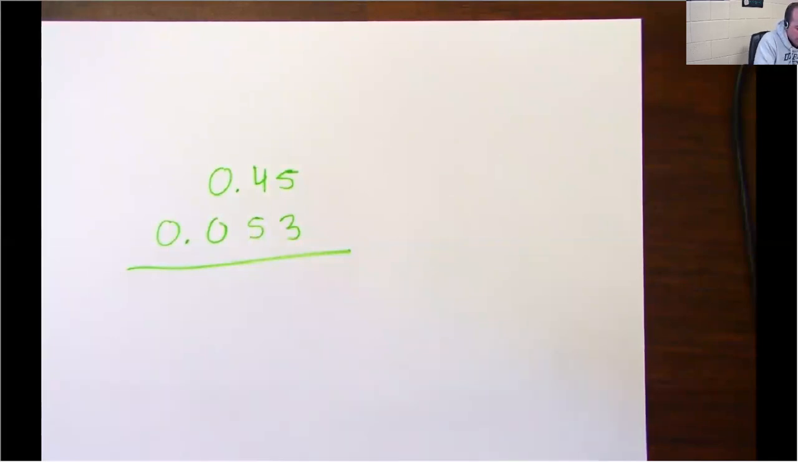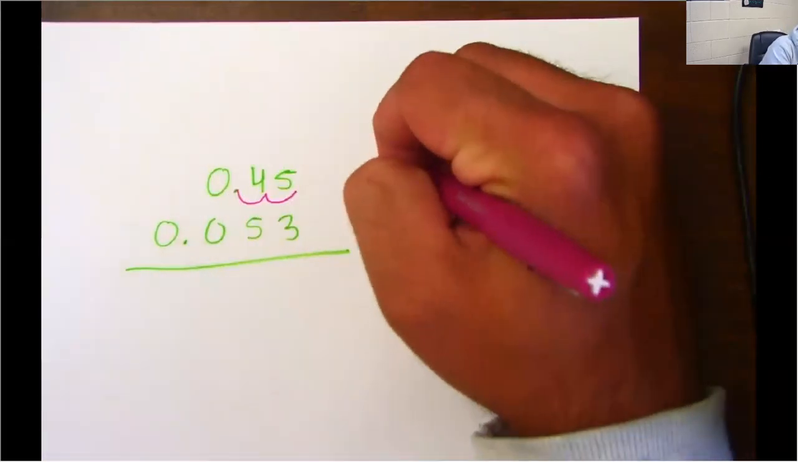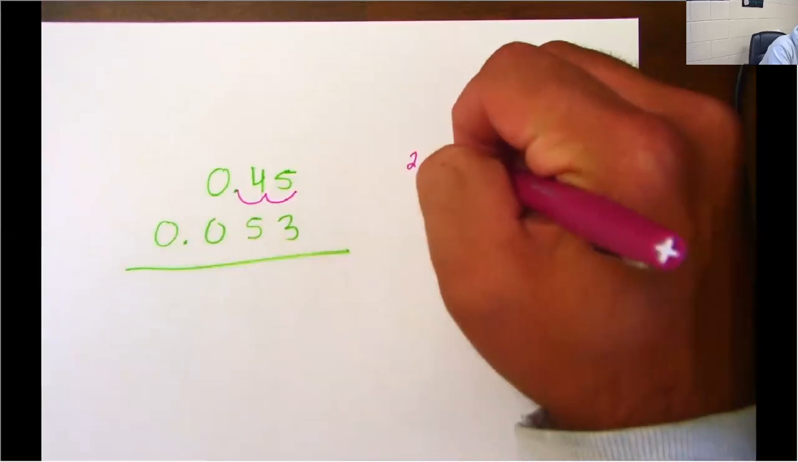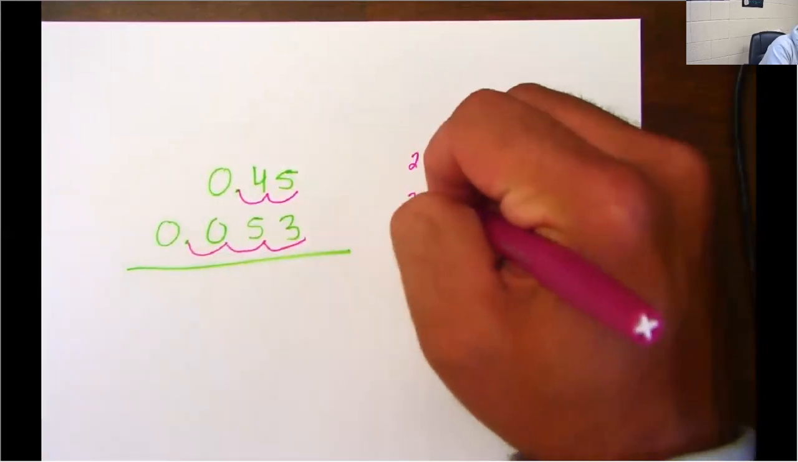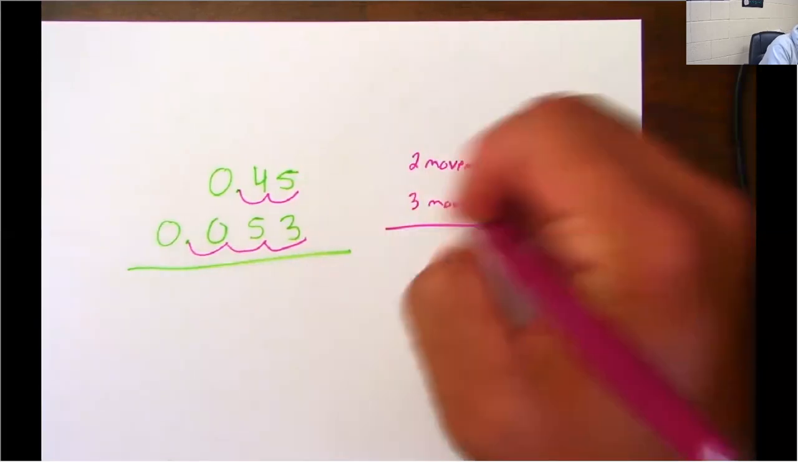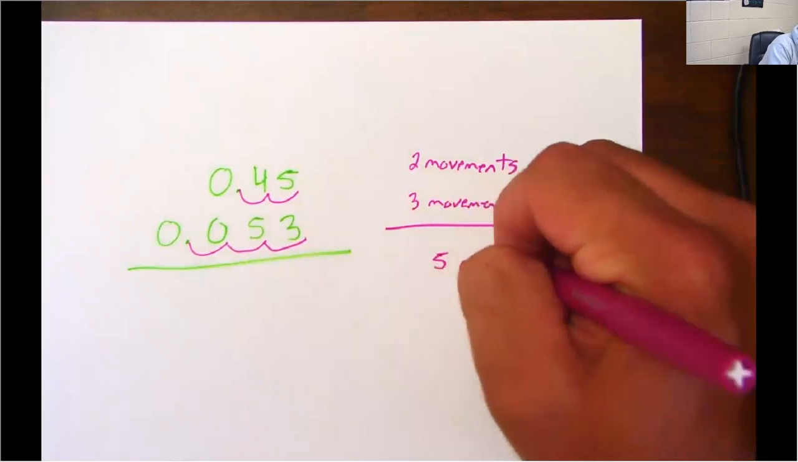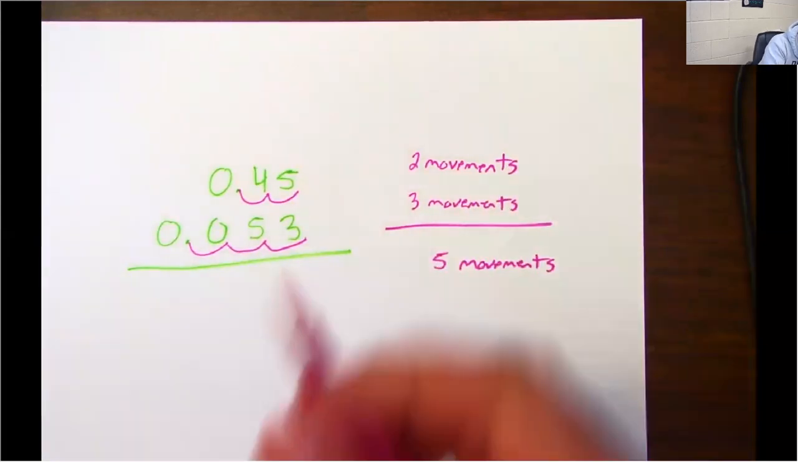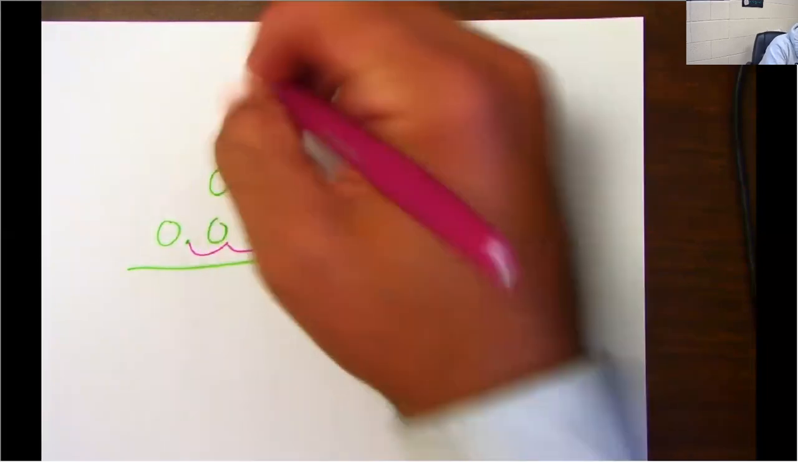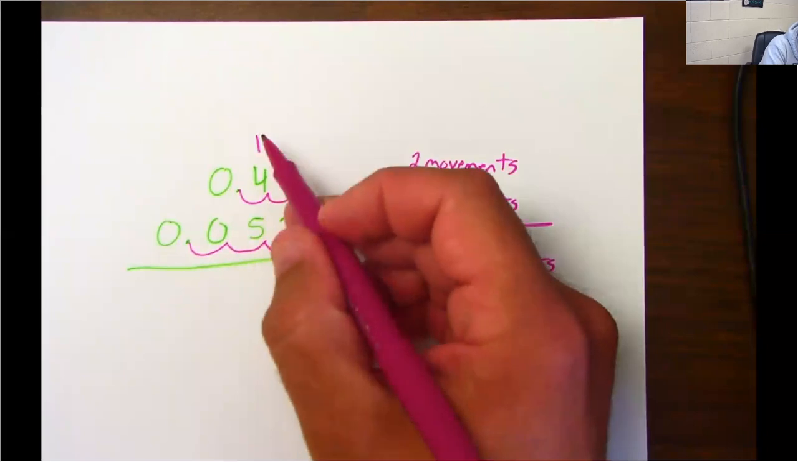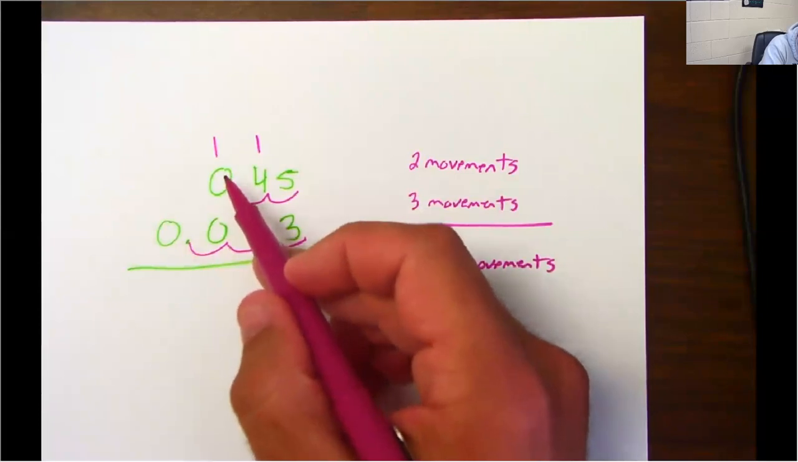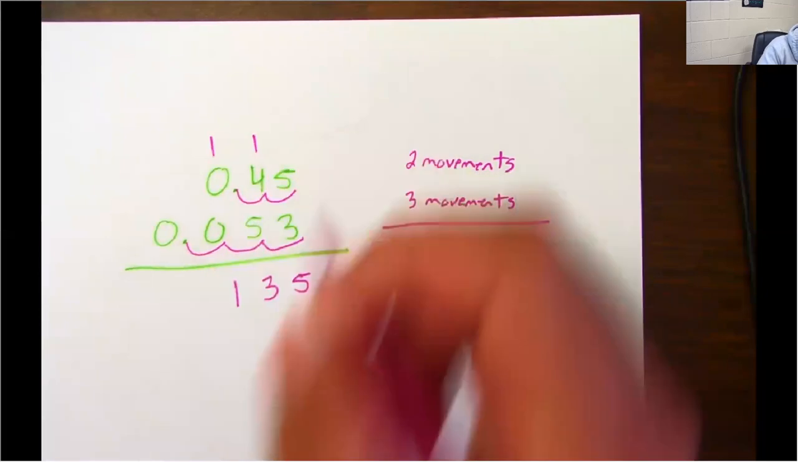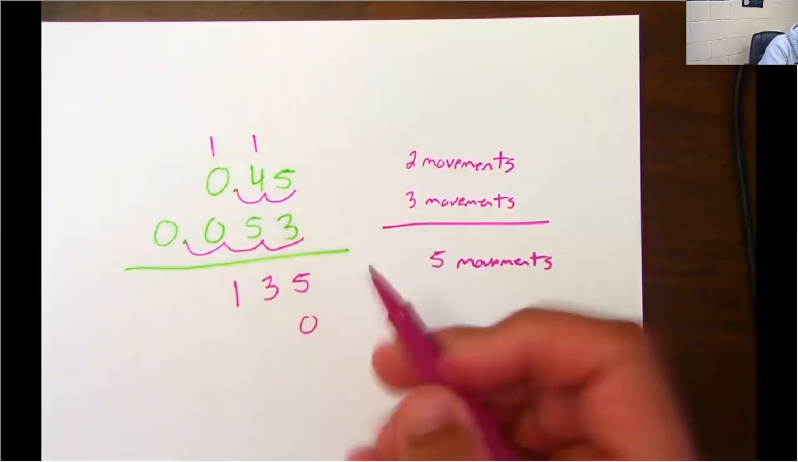All right. First thing, the movements of the decimal. Move it to the back. 1, 2. That was 2 movements. The bottom one, 1, 2, 3 movements. That's a total of 5 movements. Okay, so let's straight up multiply. 3 times 5 is 15. 3 times 4 is 12, plus 1 is 13. 3 times 0 is 0, plus 1 is 1. Second row, add a 0.